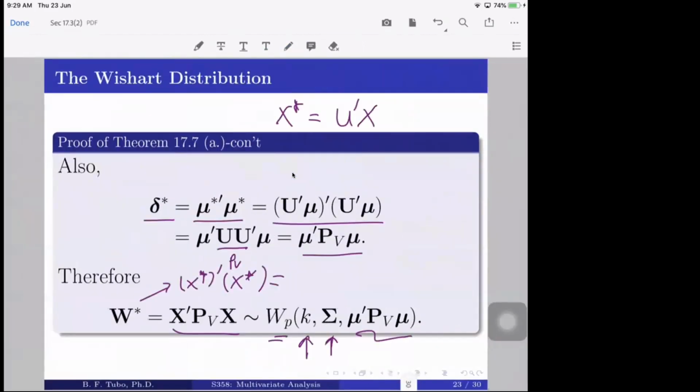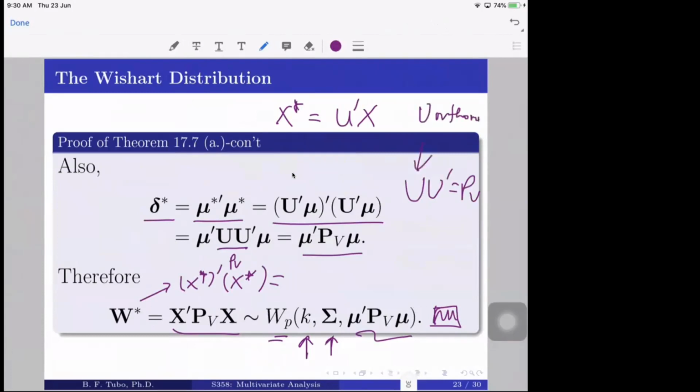Questions? So we are done. So the trick here is to know that U prime is your PB, where U is orthonormal. Do you have questions?